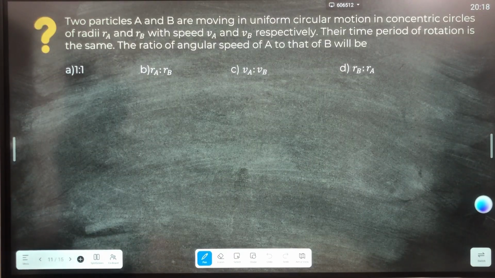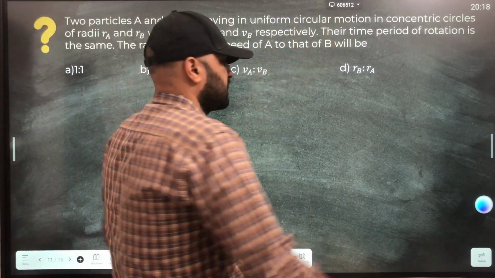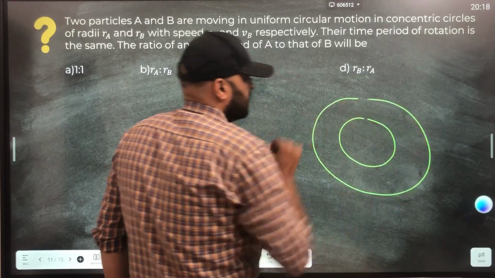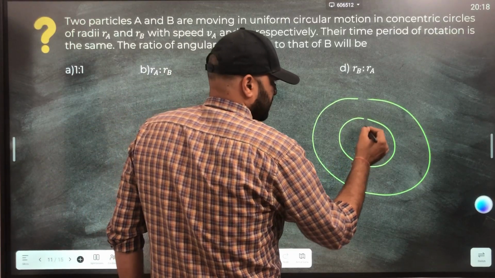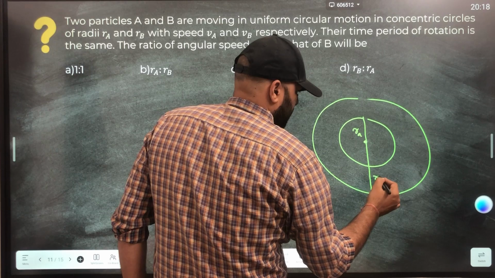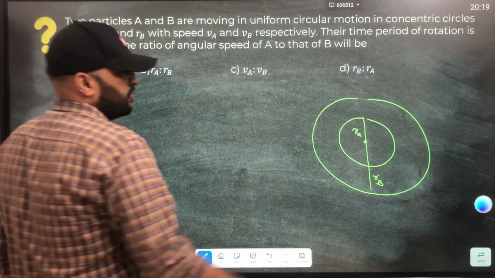Great. Our next problem says two particles A and B are moving in uniform circular motion in concentric circles. Now let's imagine concentric circles. This is the first circle, this is the second circle, right? There are two circles with radii RA and RB. Let's say this is our radius RA and this is our radius RB. Next, with velocity VA and VB.